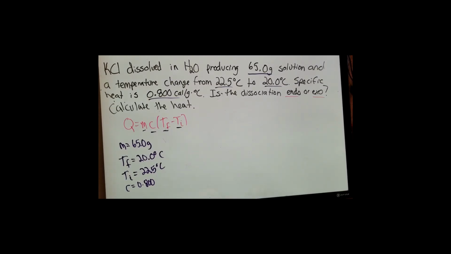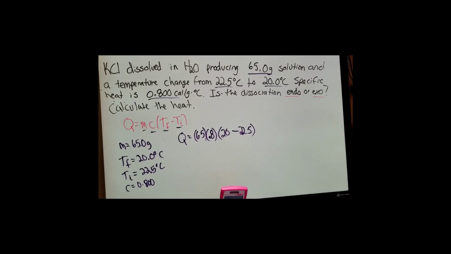So, have everything we need, let's plug it into the equation. Once you decipher what all these numbers are, what variable they belong to, it's really just a matter of plugging it in at that point. It's not too bad. My C value this time is 0.8. My final temperature is 20. My initial was 22.5. Notice the temperature is actually decreasing, right? The object's getting colder, so that's going to help us answer the endo or exo question. Before I do that, let's plug this in and see what we have for heat.